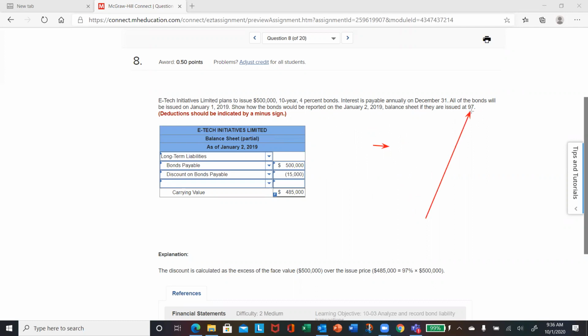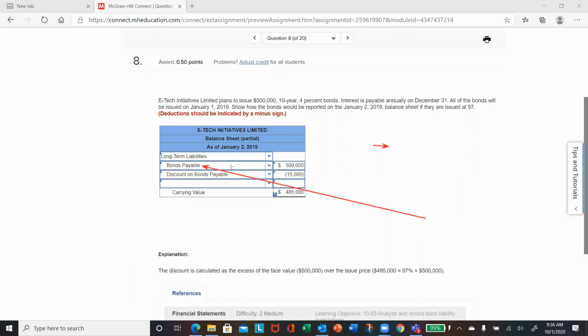Balance sheet if they're issued at 97. So there's 97, that's below the face, that's below 100. So this is going to be a discount bond. You take 97% of 500,000, which is showing you right here. So that's essentially how much cash you're going to be getting. And the discount amount turns out to be 15,000.